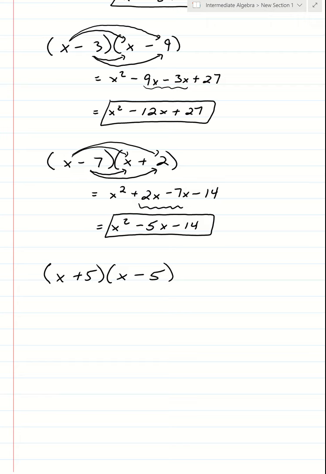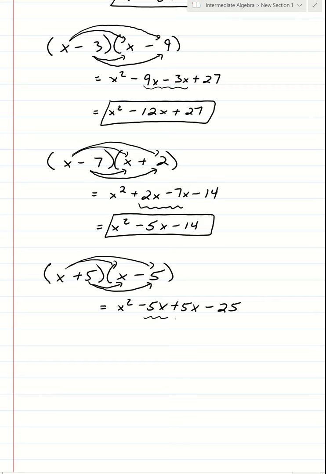Performing this multiplication, I would begin by multiplying x with x, and that of course would give us an x squared. X times the negative 5 is a negative 5x. 5 times x would be a plus 5x, and 5 times the negative 5 is a minus 25.